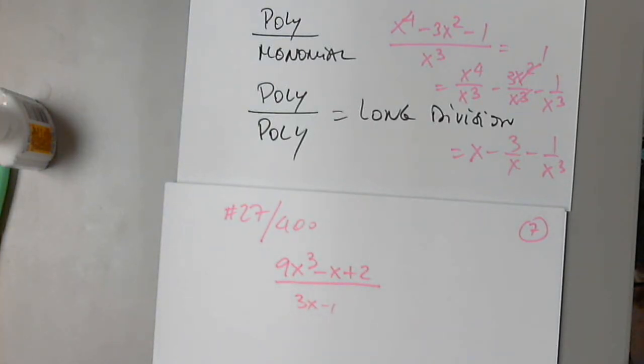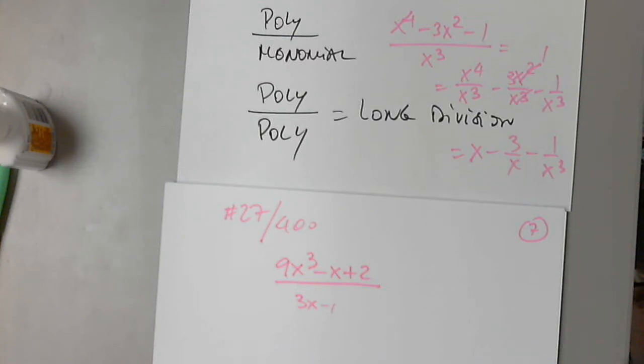So we are going to ask ourselves a couple of questions first. Here's the first question I ask myself. Are both in descending order? Yes. If they are not, I have to rearrange them. Now the second question at the top. Is the top missing any term?